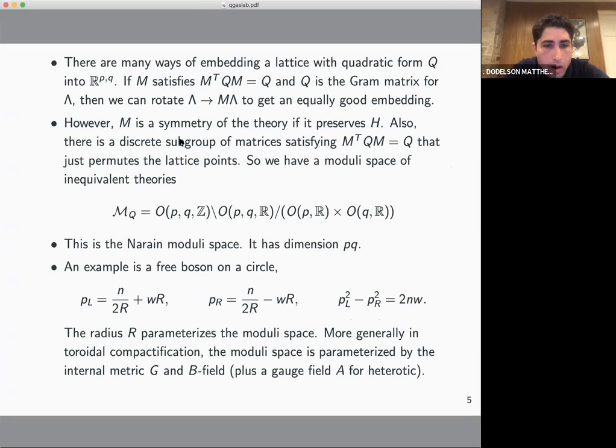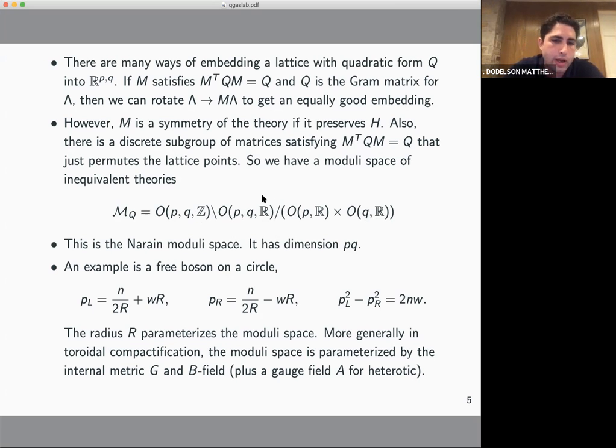However, if M also preserves the Hamiltonian, then it's a symmetry of the theory. And so that's not a separate point in moduli space. And also there's a discrete group of matrices that just permutes the points of the lattice. And so we want to mod out by both of these subgroups. And so the moduli space is R^{P,Q} divided by the group that preserves the Hamiltonian, which is OP times OQ. And then there's also a discrete subgroup, which is O(P,Q) valued in Z. So this is the full moduli space.